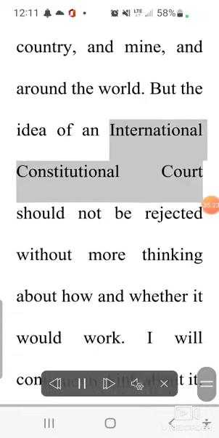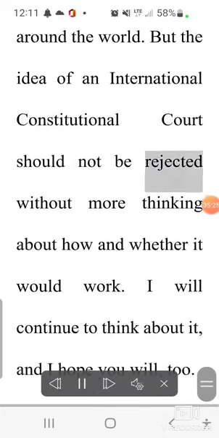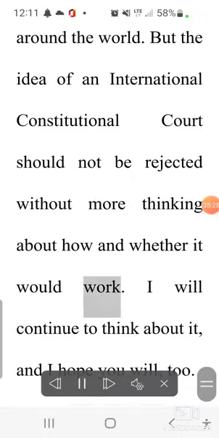But the idea of an international constitutional court should not be rejected without more thinking about how and whether it would work. I will continue to think about it, and I hope you will, too.